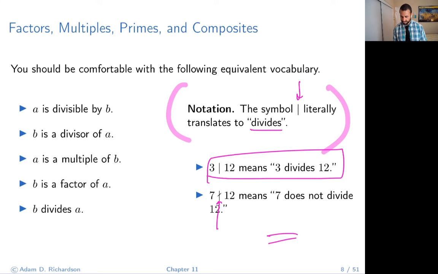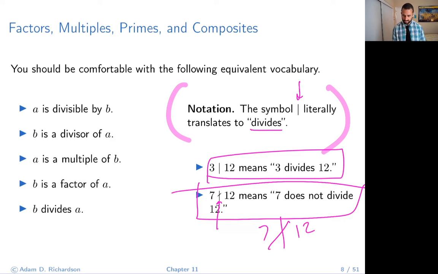The same way that if something is equal, I would say now they're not equal, right? Exactly the same symbol, except now we're saying, does 7 divide 12? No, 7 does not divide 12. So this is new notation that you might not have seen before, but you do need to be comfortable with it. Just remember the bar directly translates to the word divides.